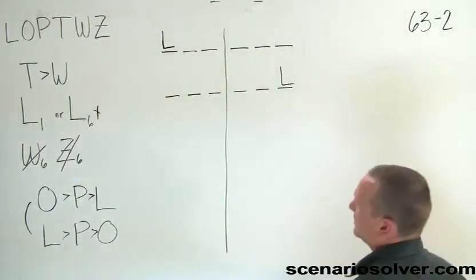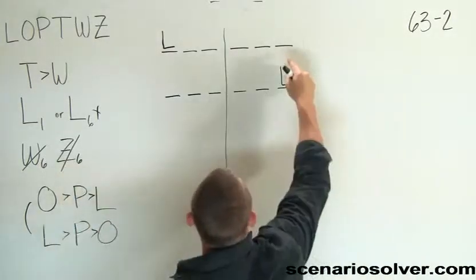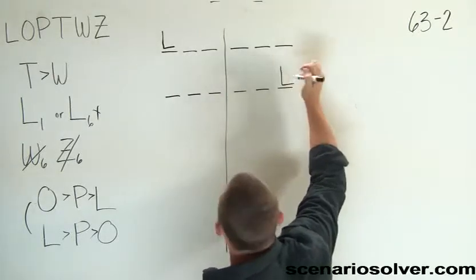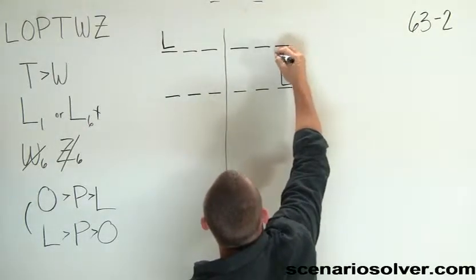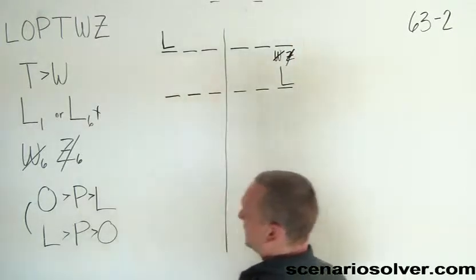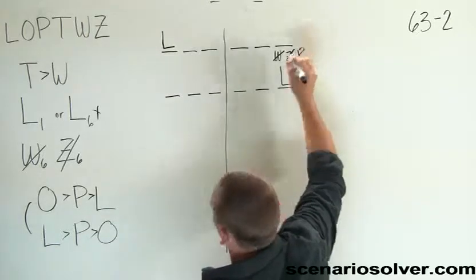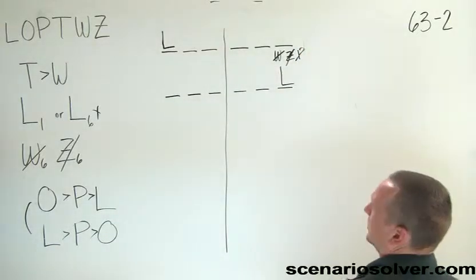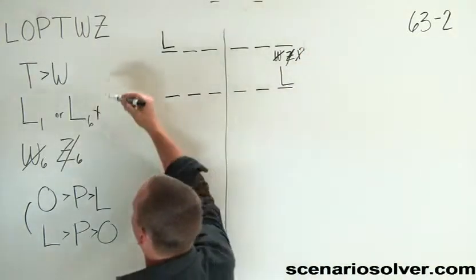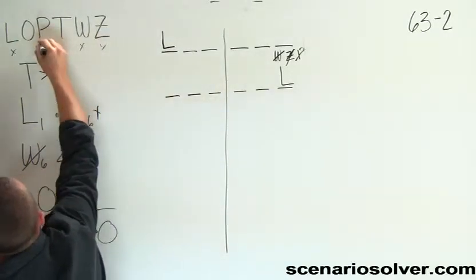Now, we know that W and Z can't occur 6th. All right, so right here, we know that W and Z can't occur here. So we'll just go ahead and state this. W and Z can't occur there. Also, if you take a look, P can't occur here. All right, so what is left over, okay? We have L, W, Z, and P used up.